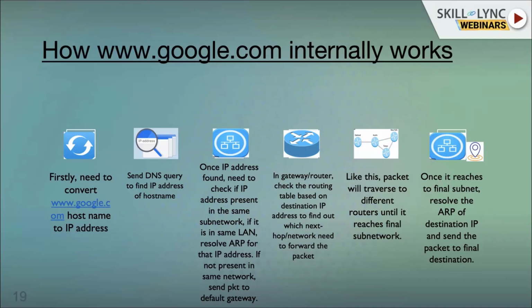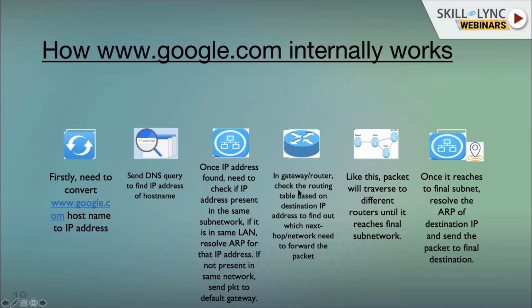Once we have that IP address, we need to find out whether it is present in the same subnetwork, the same LAN, or not. If it is in the same LAN, then ARP might be resolved for that IP address. If it is not present in the same LAN, send the packet to the default gateway. The default gateway will be attached to this network, so it goes to the default gateway.